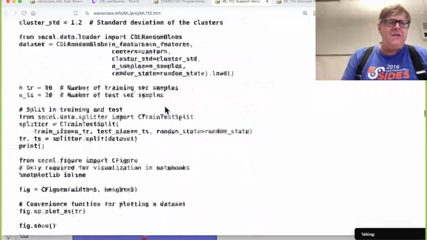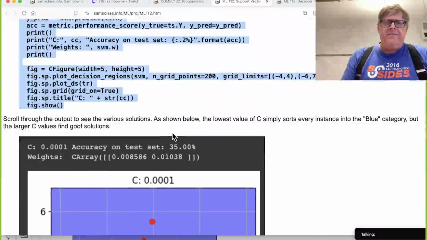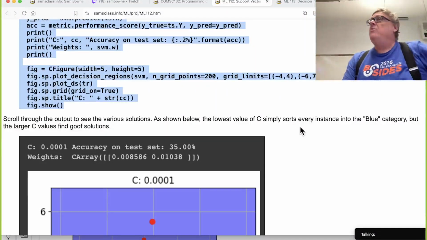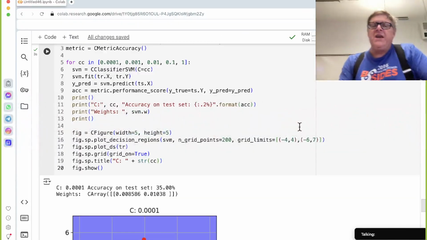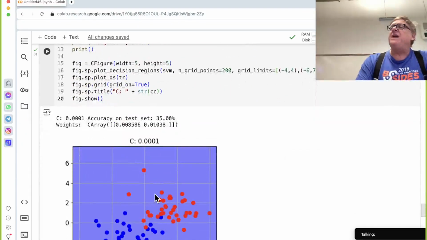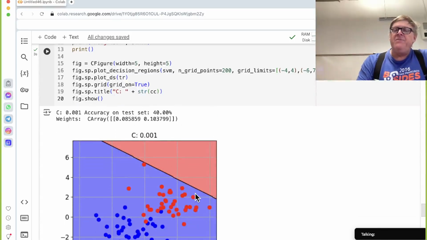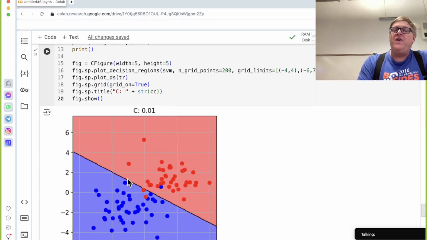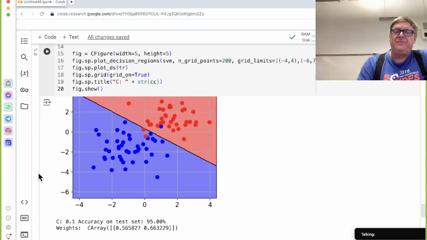And C, see if I have any explanation here about C. Yeah, C is a smoothing parameter, which tries to prevent it from being a wild solution, and they usually don't know what scale to use. So if you make it very small, it puts everything in the blue category, which is terrible. But as you make it bigger, it starts being more reasonable. And by the time you get up to 0.01, it's doing a pretty good job of finding what looks like a pretty good path to draw through those dots.